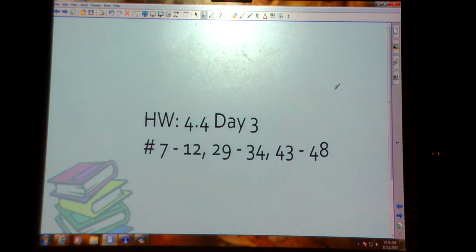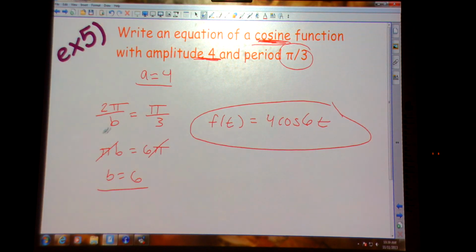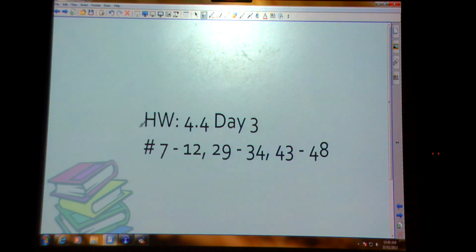Shouldn't take you too long, but guys, I want to emphasize to you, when you're finding B, I want to see the work. If you just put this and this on your page, that's not enough. I want to see how you found B. Okay? So I want 4.4 day 3.